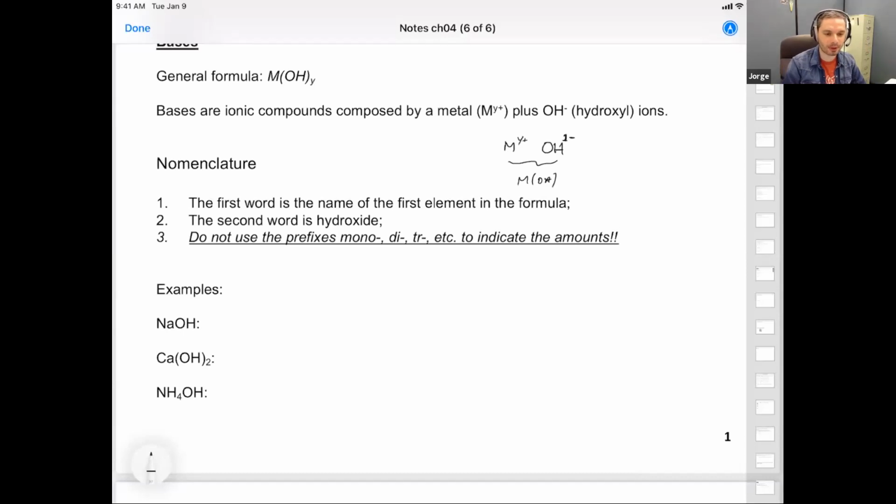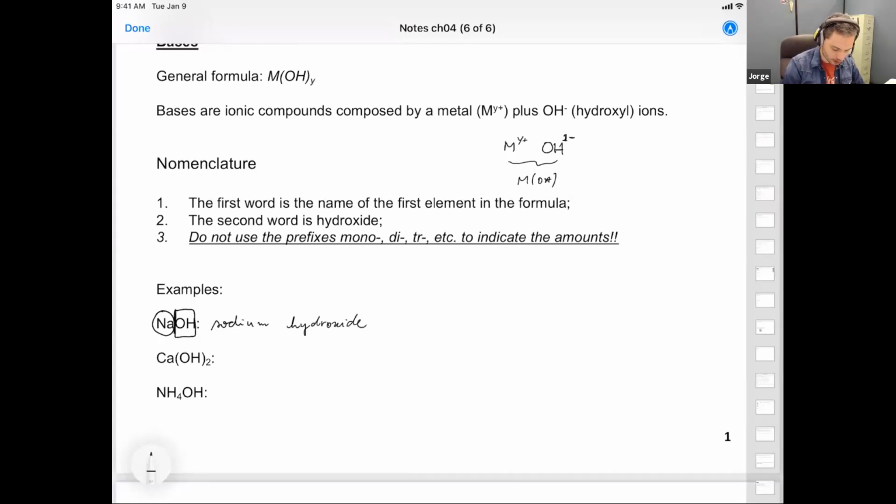So let's name the first one. Always look at the first element, which is the first thing before the OH. In this case, the first element is sodium. Give it a space, and then you are going to simply use the word hydroxide. Okay, NaOH, sodium space hydroxide.